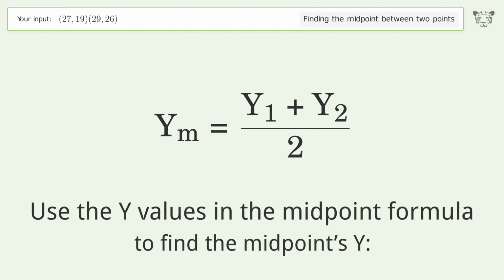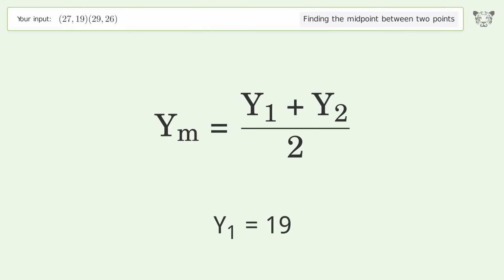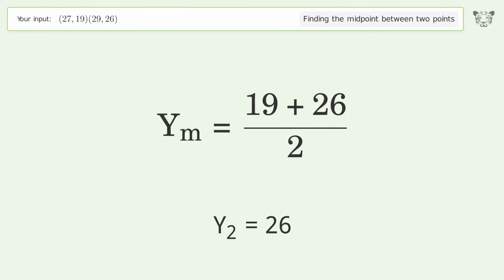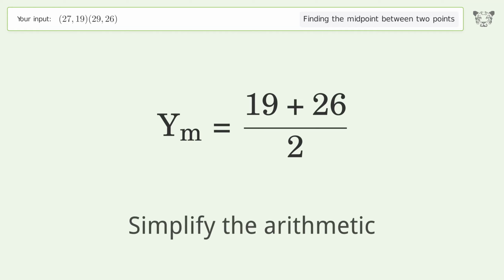Use the y values in the midpoint formula to find the midpoint's y. y1 equals 19. y2 equals 26. Simplify the arithmetic.